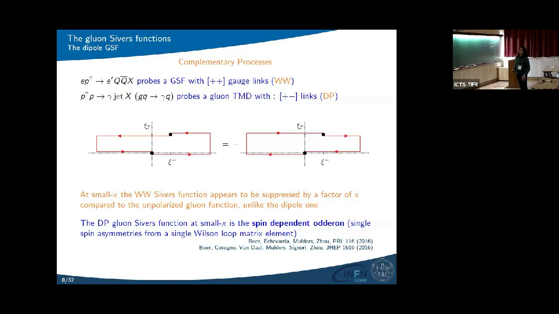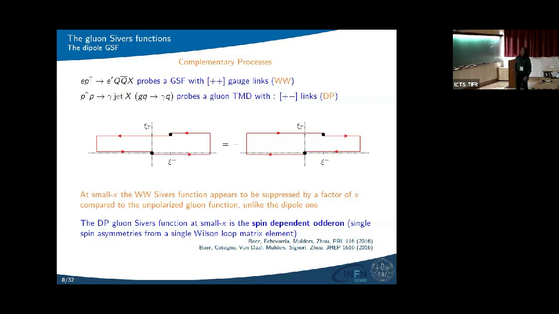So one can see it at small x as a matrix element of a Wilson loop. And it has the property of being C-odd, that's why odderon. Okay, I will not go into the small x studies, but I would like to say a few words on the linearly polarized gluons.